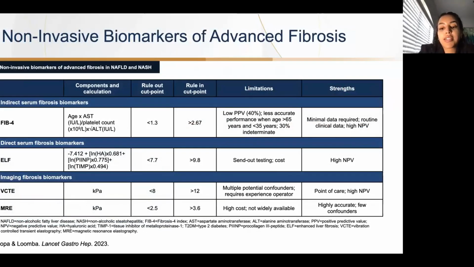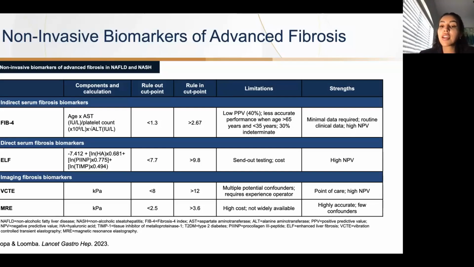This is just a really great chart that puts all of this together. All of the tests that we talked about this afternoon, including FIB4, ELF, VCTE, and MRE, talks about how we calculate these tests, or what modality is used, like the kilopascals, and then the rule out and rule in cutoff point.